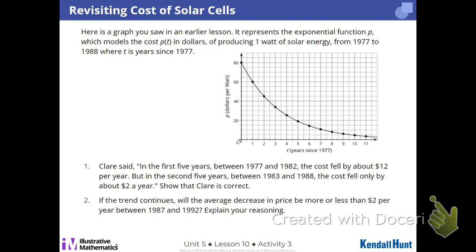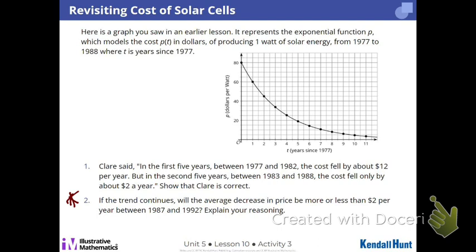You're going to look at Claire. Claire looked at the first 5 years and then the second 5 years, and she compared those chunks. You're going to confirm or deny her $12 and $2 a year decline for solar prices. And then you're going to look at extending that trend to see what happens with your partner in your notes. Let's go. Eyes up here, mouths closed.